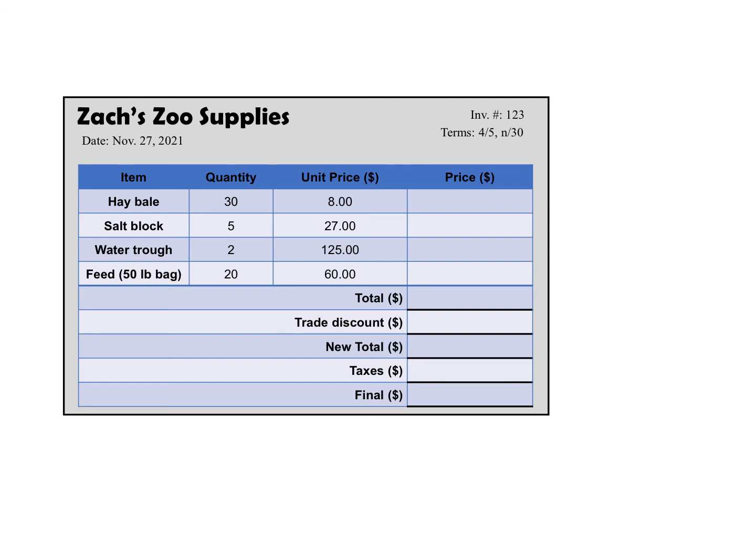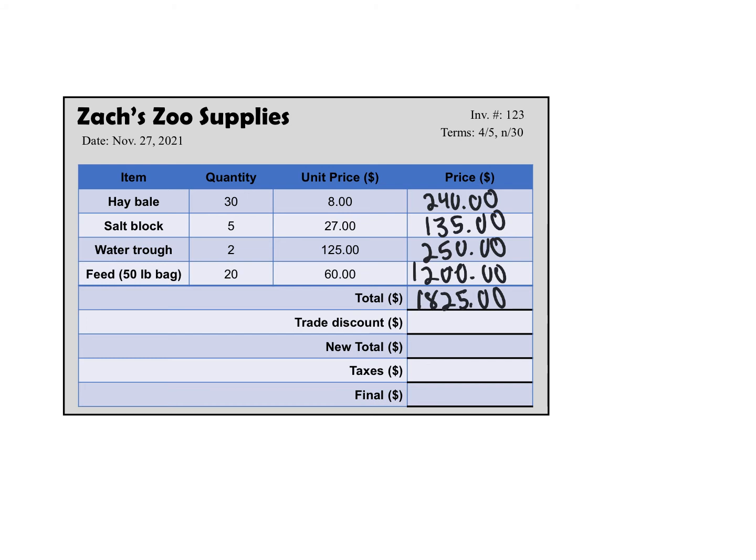All right, let's do another example. Here we have Zaxxu supplies. First, we need to figure out our prices. So if we take the 30 times the $8, we get 240. And we get 135, 250, and 1200. If we add those up, we get 1825.